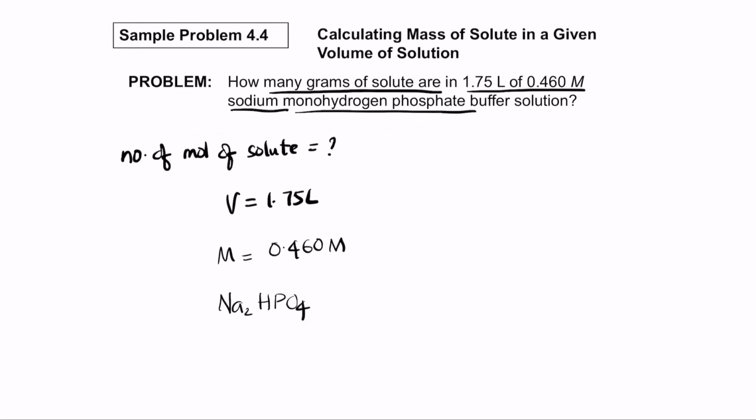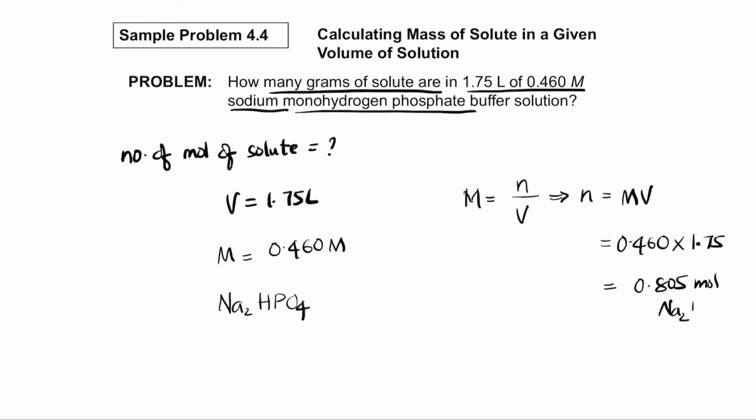We know that molarity is the number of moles by volume. We want to find the number of moles n, so n becomes molarity times volume. Molarity is 0.460. Notice that the volume is in liters already, so we don't need to convert it. So 0.460 times 1.75 gives you a value of 0.805 mole of Na2HPO4.